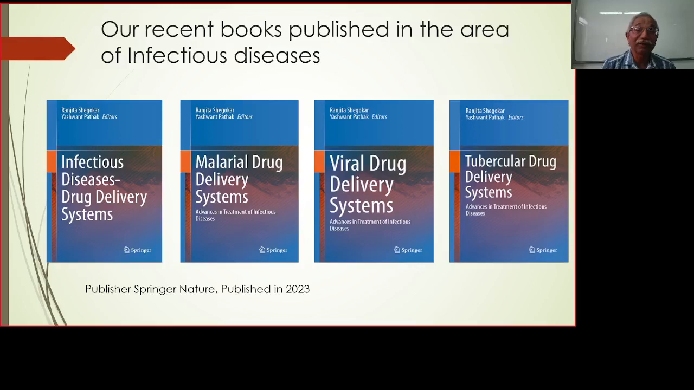My collaborator, our co-editor, her name is Dr. Ranjita Shegaonkar. She is the chief scientific officer in one of the companies in Germany, and she was awarded one of the best women scientists there in Germany. We have been working together for the last several years, and we have been very successful in putting up a series of books of interest. So this was our first series, which is malarial drug delivery, viral, tubercular and infection. Our second series is a series of 5 books on cancer and the landscape of cancer, different aspects of cancer.